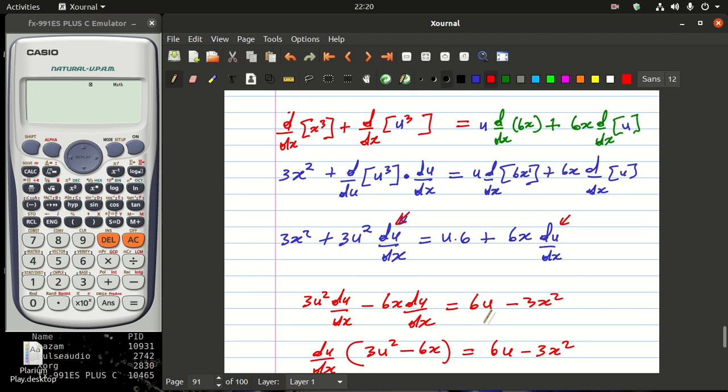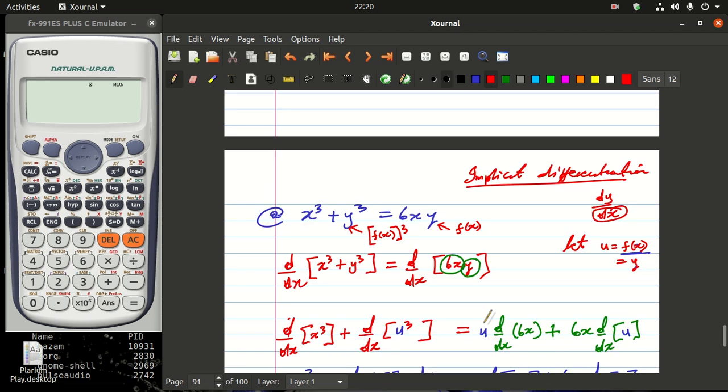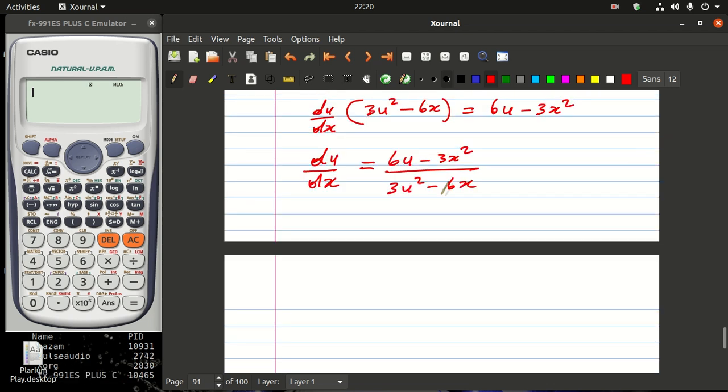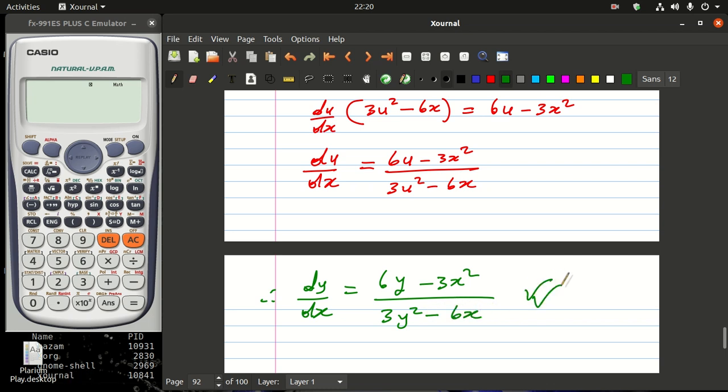And we can go back now and realize what was actually our u. So we chose our u to be f of x, and this f of x is the same as y. So everything that is u, I'm going to replace by y because I had a y there. So I have a u here, which means now therefore our dy dx, replacing this u by y, is equal to 6 times y minus 3x squared, and then divided by 3y squared minus 6x. So that is actually the derivative we were looking for in the first one.